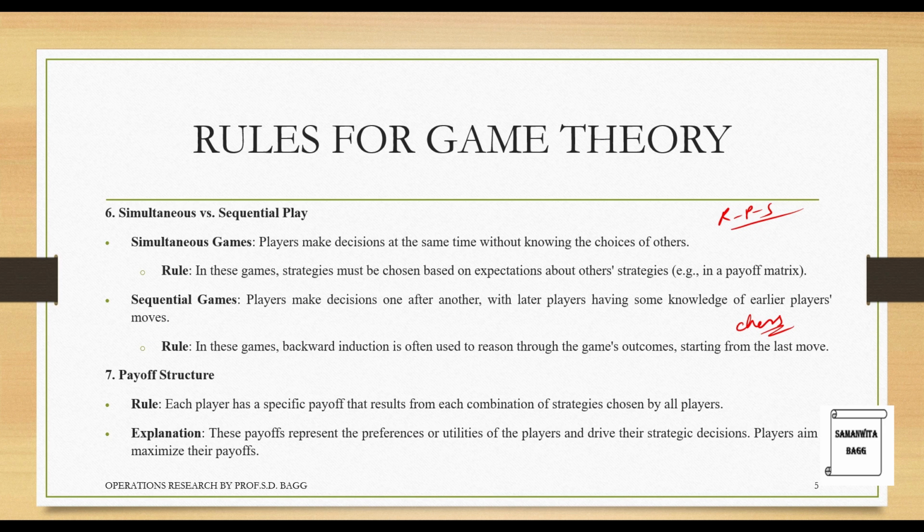Next one is payoff structure. Rule: each player has a specific payoff that results from each combination of strategies chosen by all players. These payoffs represent the preferences or utilities of the players and drive their strategic decisions. Players aim to maximize their payoffs. So payoff structure is what results from a combination of strategies that you have chosen to play.